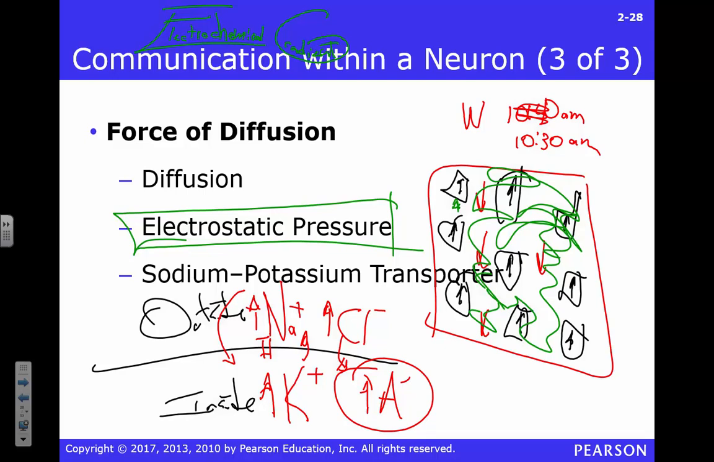Now, one of the biggest, so we open these ion channels. Stuff's coming in, stuff's going out. That's awesome. Here's the problem, though. What happens when we open the ion channels again?